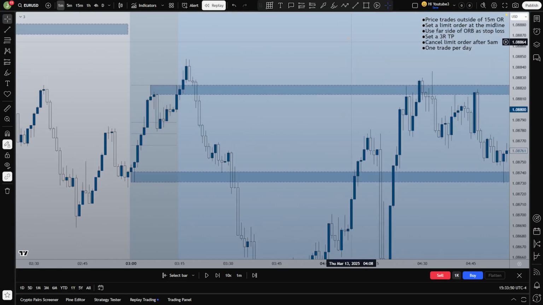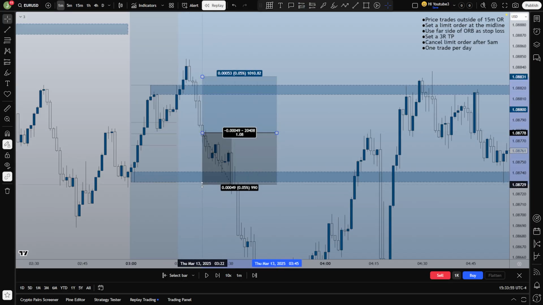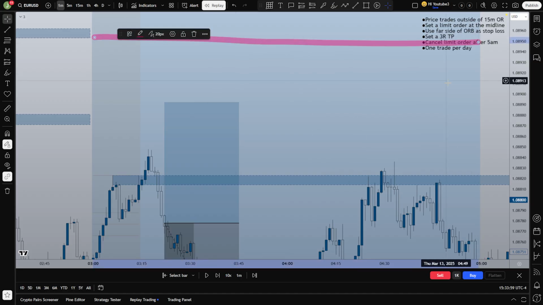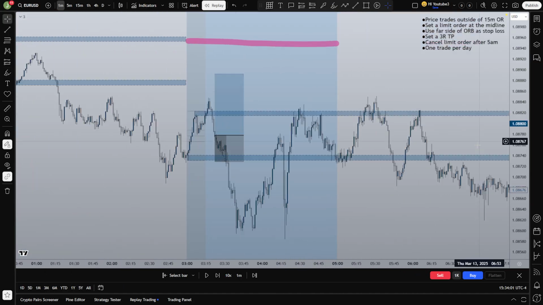Okay, it's okay. We get a breakout up here. We get our retest, and it goes on to lose right away. It's okay, bound to happen. We mark out our loss and then go on to the next day.